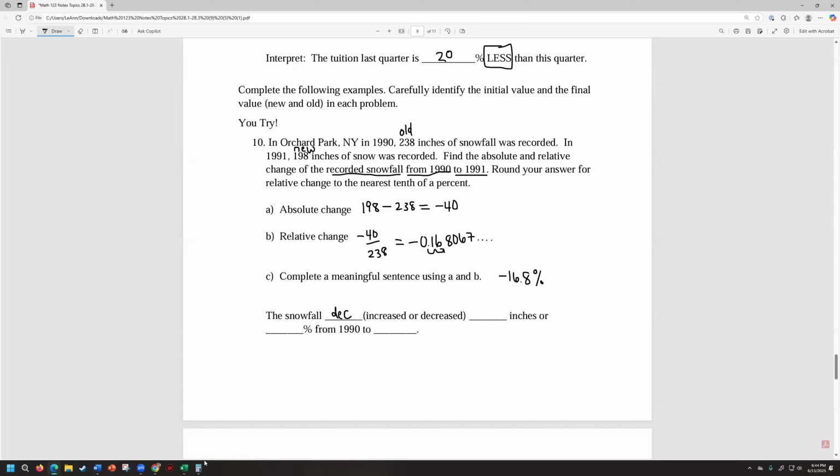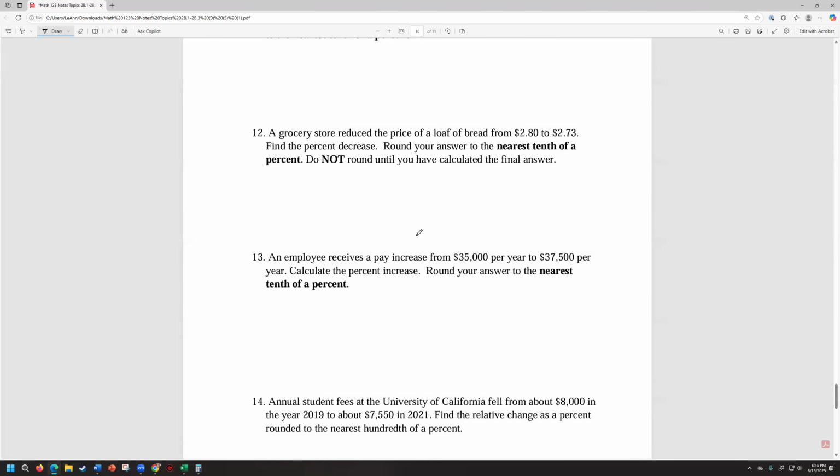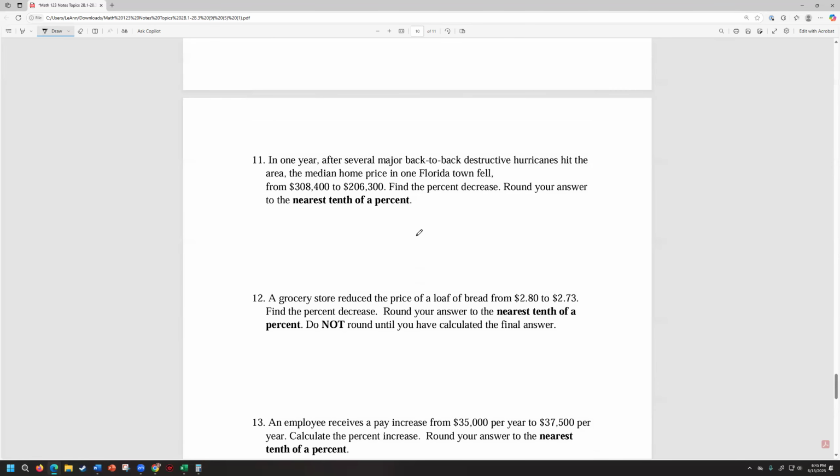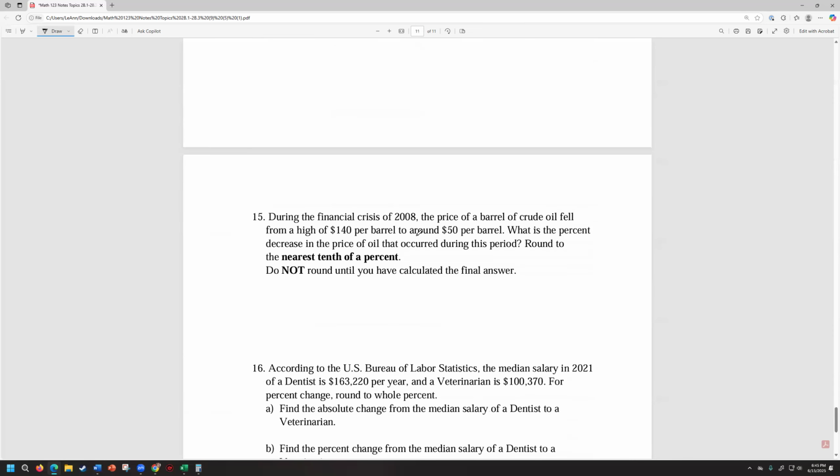Okay. The snowfall decreased 40 inches. I didn't have to write negative 40 because the word decrease is telling me it's a negative 40. And again, I don't need to write the negative since we said decreased. It's decreasing 16.8%. I don't know why they have you fill this one in, but this was just restating this statement from 1990 to 1991. Okay. All right. So I believe I had some of these as the Kahoot. I had removed some of the ones in the 2B.1.